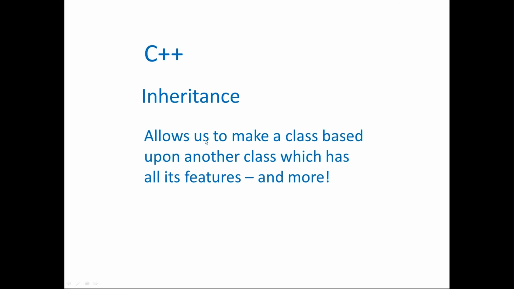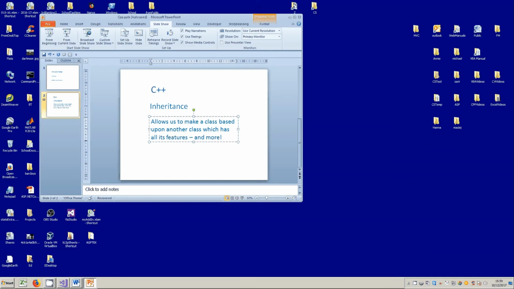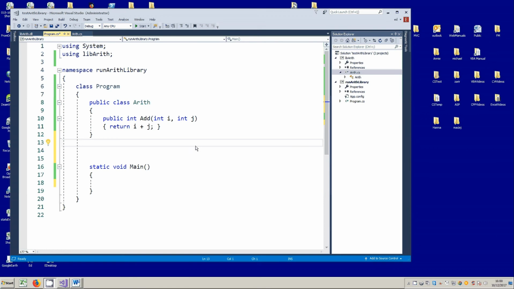What is inheritance? Inheritance allows us to make a class that's a separate class based upon another class, which has all the features of the original class and more. So let's say that we've got a very simple class called arith, which has got an add function in it. It's the simplest we can think of for the moment.